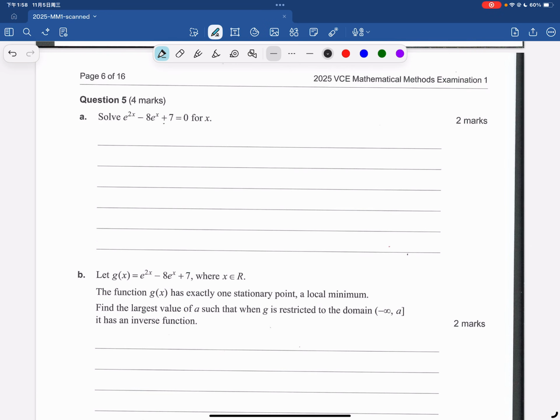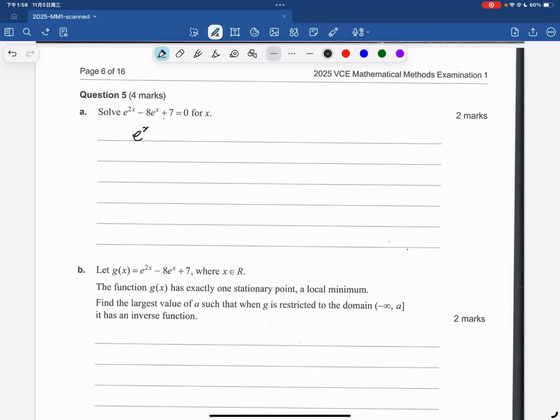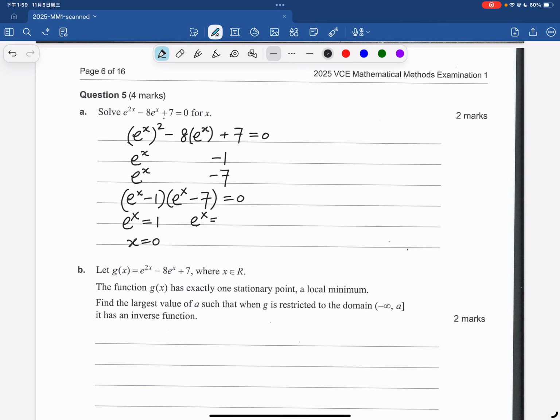Then if you look at question 5, this is a very simple exponential equation: e to the power 2x minus 8 times e to the power of x plus 7 equals 0. So we factorize with respect to e to the power of x, and you can have a -1 here and a -7 here. And (e to the power x minus 1) times (e to the power x minus 7) equals 0. So one case is e to the power x equals 1 and x equals 0. The other case is e to the power x equals 7. That's a valid equation as well. So we have x equals log e of 7, or you can write ln of 7.